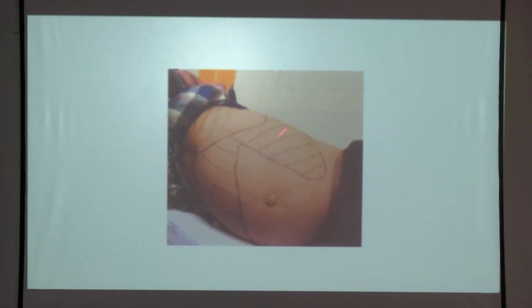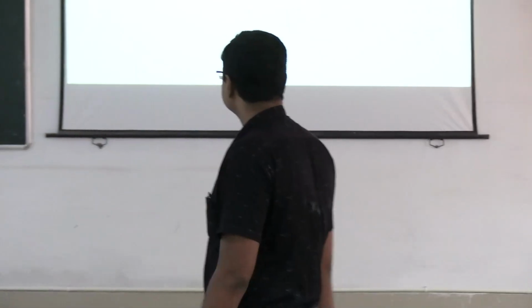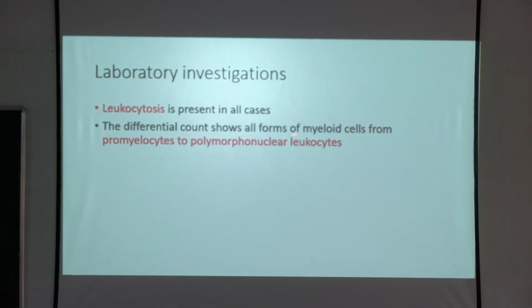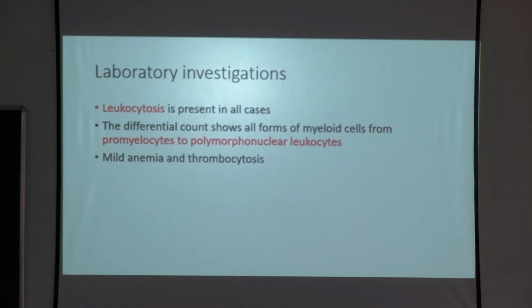How massive? Look at this picture. This child has a huge liver and a huge spleen. Can you see what investigations you can do to diagnose any leukemia or lymphoma? First, you will do a complete hemogram that will show leukocytosis, and the differential count shows various forms of myeloid cells from promyelocytes to polymorphonuclear leukocytes, meaning more mature forms will be more prominent since this is the chronic phase. There can be mild anemia and there can be thrombocytosis, not thrombocytopenia.